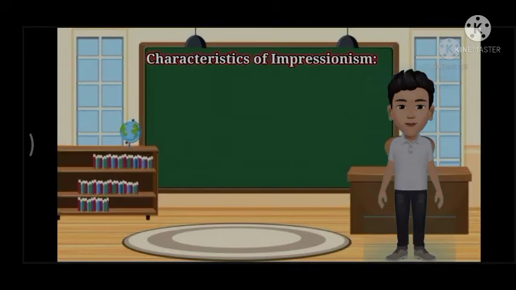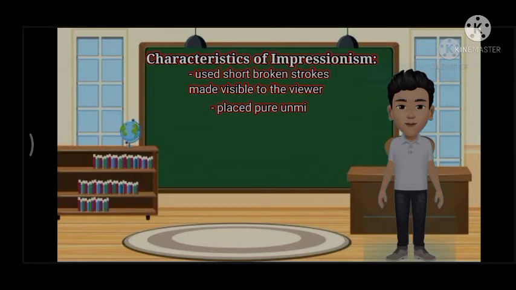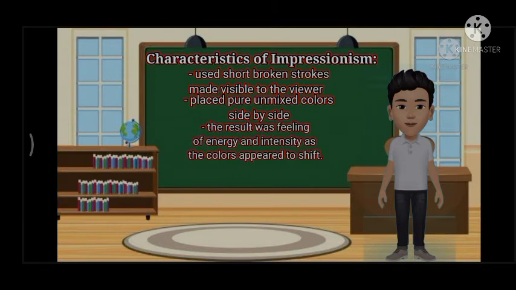Characteristics of impressionism. 1. They use short, broken strokes that were intentionally made visible to the viewer. 2. Placed pure and mixed colors side by side. 3. The result was a feeling of energy and intensity as the colors appeared to shift. And 4. Used natural light to give their paintings a feeling of freshness.